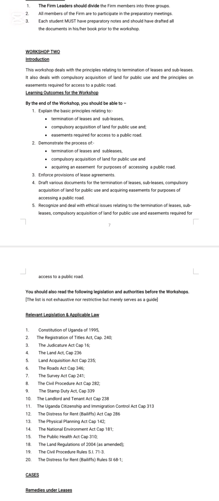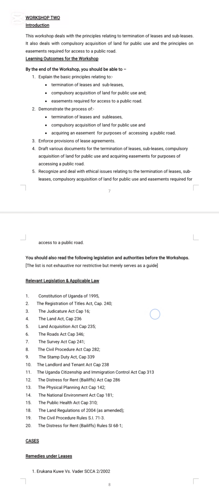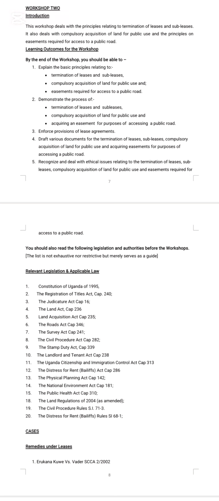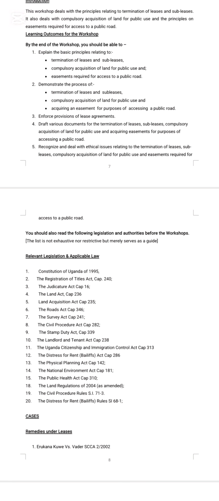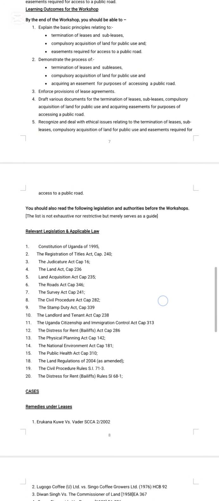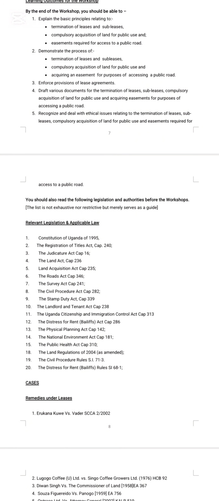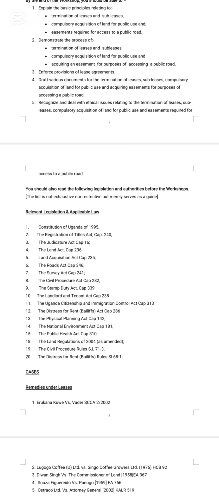So all those ones are instances where a lease can be terminated. By the end of this workshop, you should be able to explain the basic principles relating to termination of leases and subleases, compulsory acquisition of land for public use, and easements required for access to the public road. Demonstrate the process of termination of leases and subleases, compulsory acquisition of land for public use, and acquiring an easement for purposes of accessing a public road.